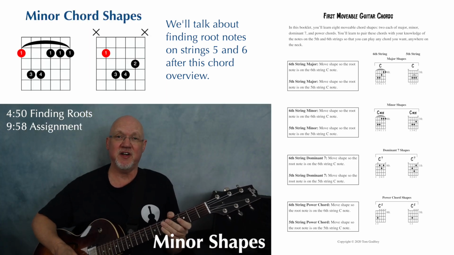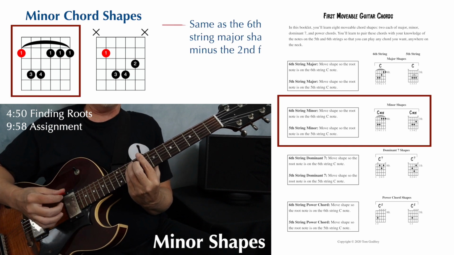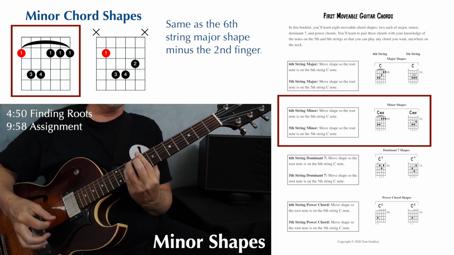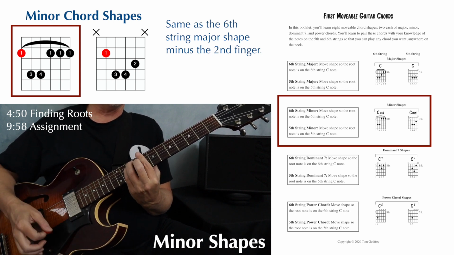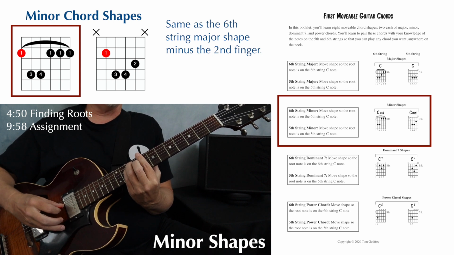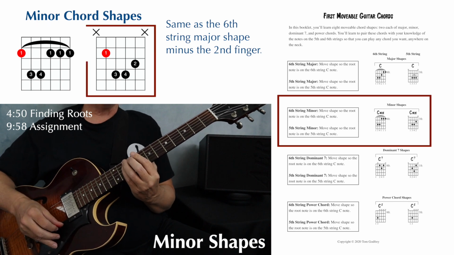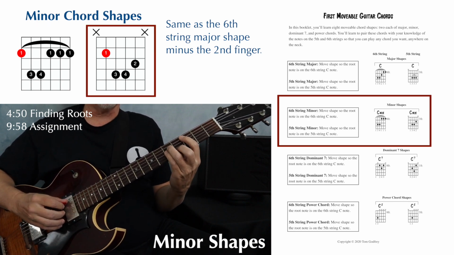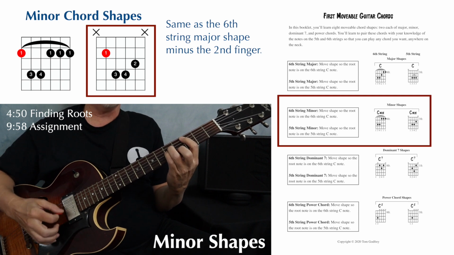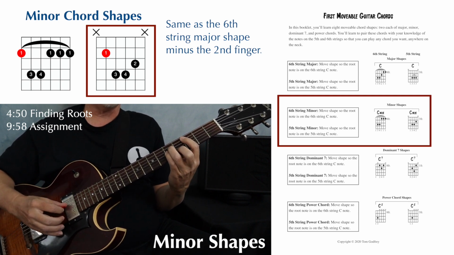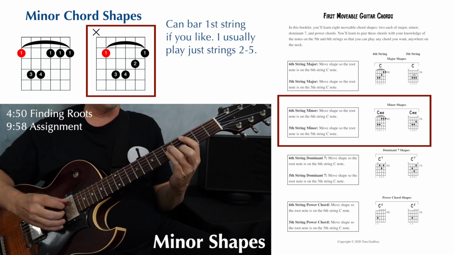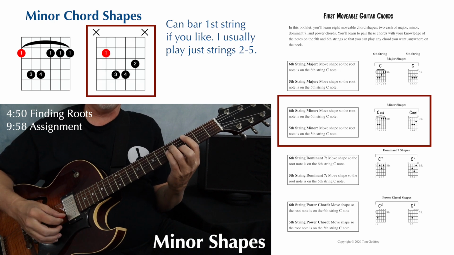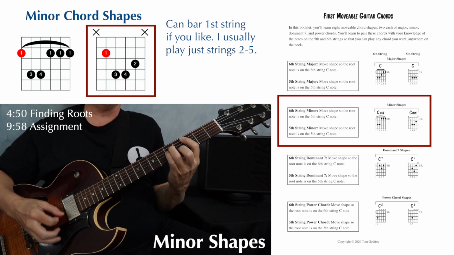Let's take a look at the minor shapes. So here's a minor shape with the root on the 6th string. This is actually the same as the major shape with the root on the 6th string. You just take your 2nd finger away. Finger 1, 3, 4, 1, 1, and 1. And a minor shape with the root on the 5th string. And this will also be a C minor just because of where I'm placing the root note. This is finger 1, 3, 4, and 2. And if you like, you could bar the 1st string as well, but again, I like to play these middle 4 strings and mute strings 1 and 6.